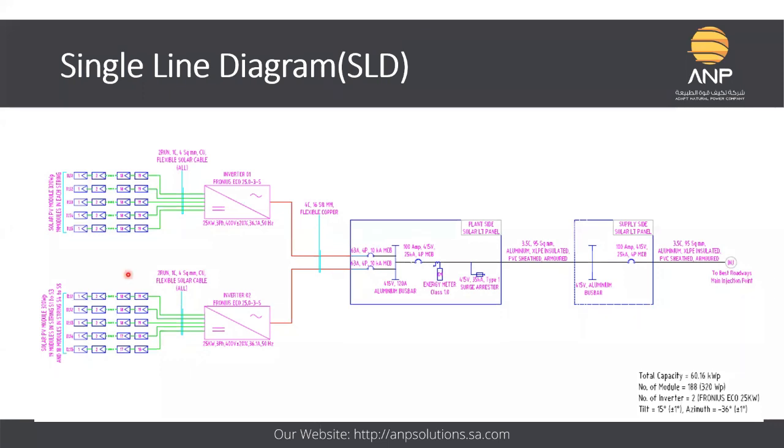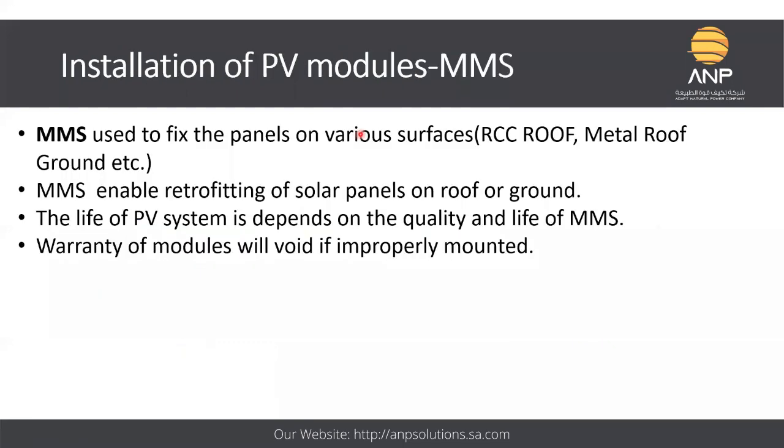So next, another point is the solar module mounting structure. The solar module mounting structure is also a very important part of a solar PV system. The module mounting structure is used to fix the solar PV modules or panels on various surfaces. The surfaces can be an RCC roof, a metal roof, or the ground. So MMS enables the fitting and retrofitting of solar PV modules on various surfaces.